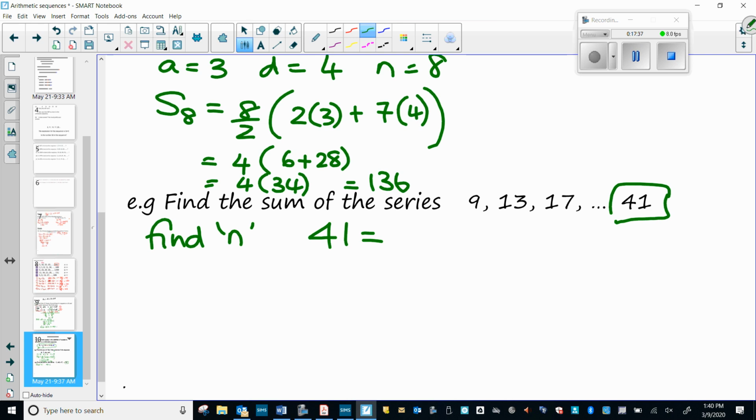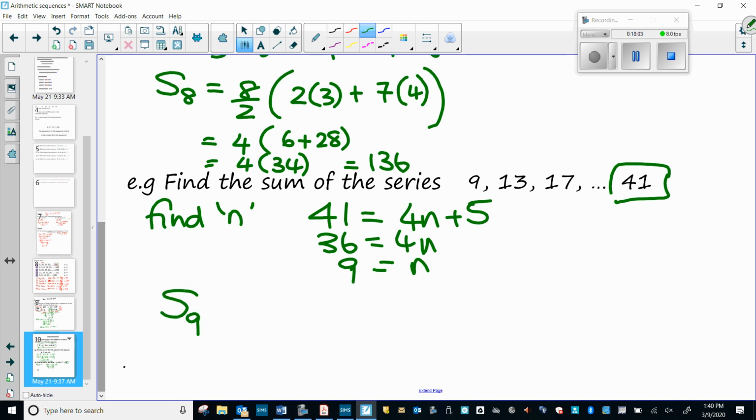Yes. Okay, so what's our rule for this? Okay, good. So we're taking away 5 from both sides, so we've got 36 equals 4n, so n is 9. So we know that there are 9 terms that we're finding the sum of, so it's S9, so that's 9 over 2, brackets, 2 lots of 9, plus 8 lots of 4.